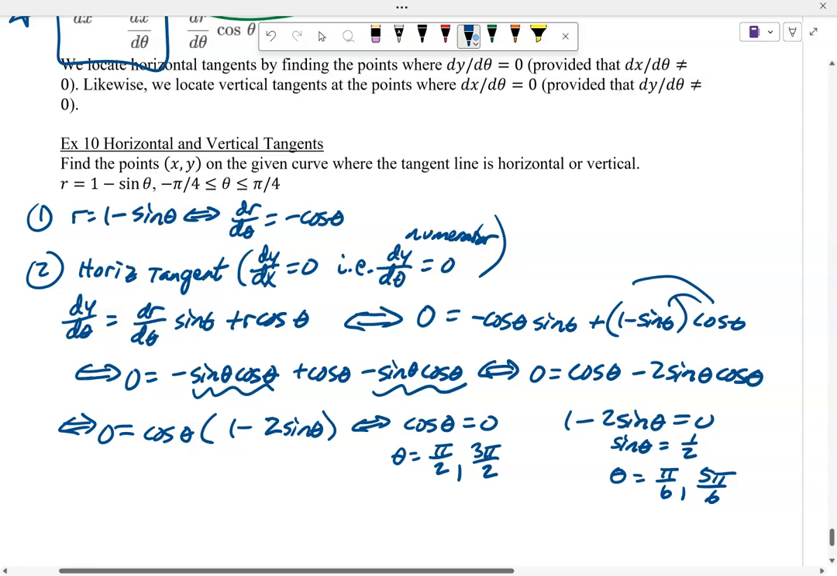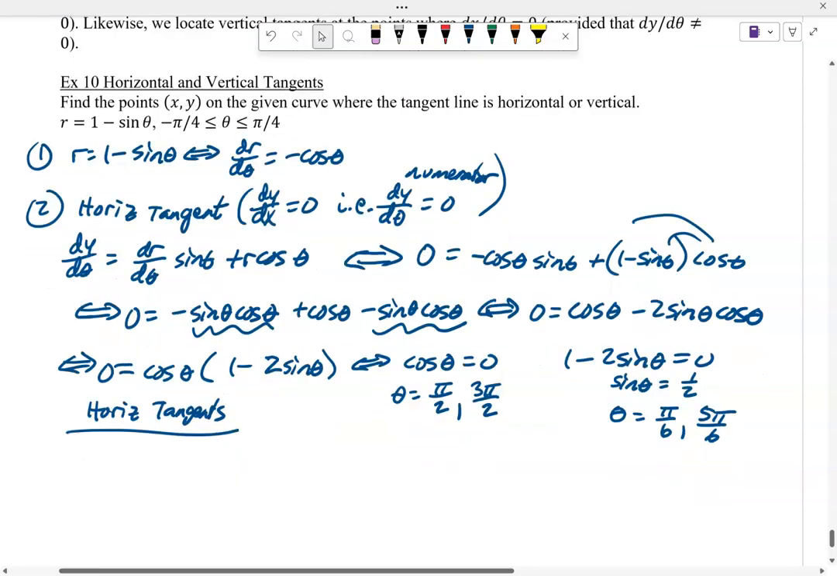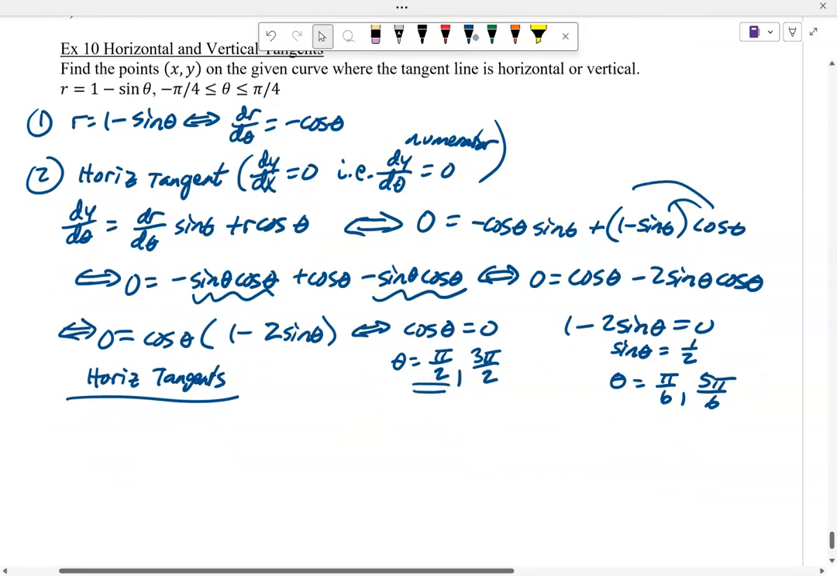Now, note, for right now, I'm acting as if there are no restrictions for theta. In other words, I'm not bound between negative pi fourths and pi fourths. We'll address that in a minute. But let's talk about where these horizontal tangents would be. I'm going to address theta being pi halves in just a second. I'm going to ignore that one for right now. I'm going to come back to that with the vertical tangent.